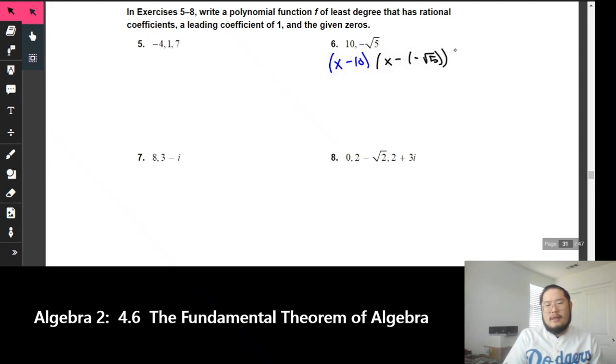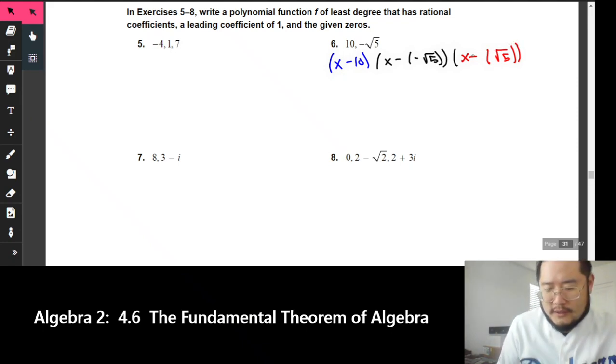Okay? And then we're going to go ahead and put right here x minus. That part will stay the same. And then in parentheses, we're going to take the conjugate of it, which will be positive 5 or positive rad 5, like so.